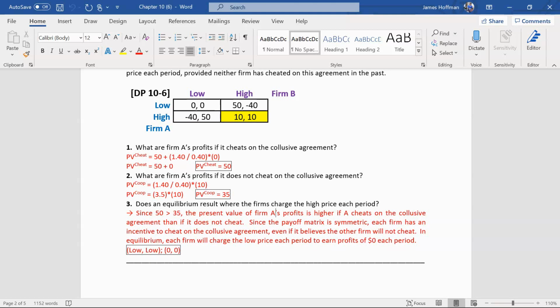So the present value of firm A's profits is higher if it cheats than if it doesn't cheat, and the matrix is symmetric, so each firm has an incentive to cheat, which is probably what they're going to do. So each firm is going to charge a low price each period, and then the result will be just back to the Nash equilibrium of low, low, 0, 0. So all we're doing here is comparing the expected outcome from cheating and the expected outcome from cooperating, and whichever one gives us the highest expected result is what the firm would do.